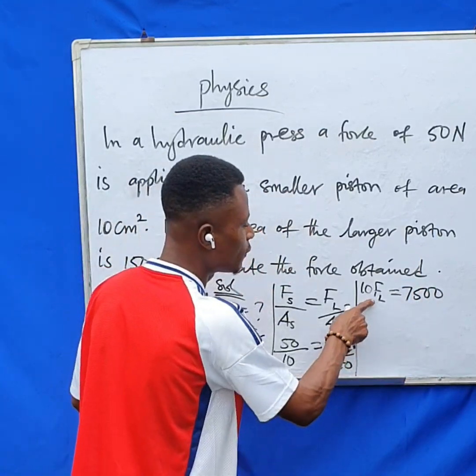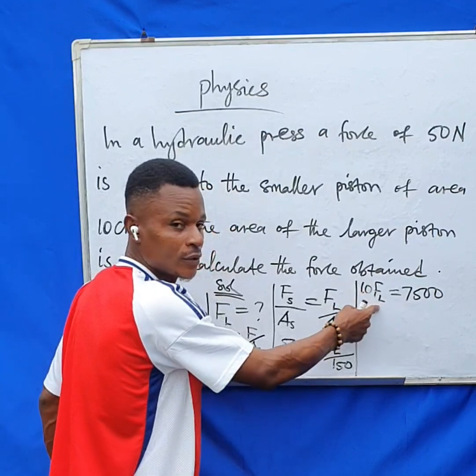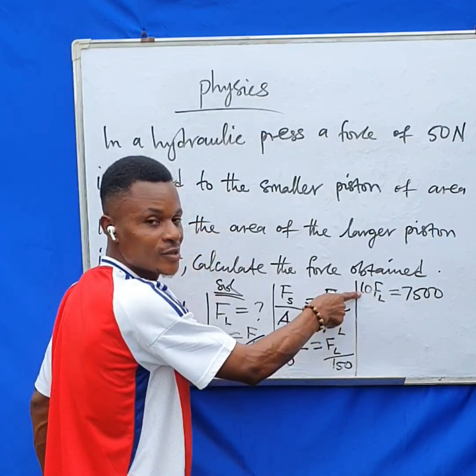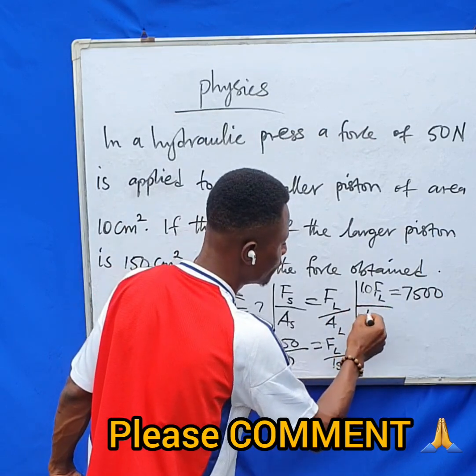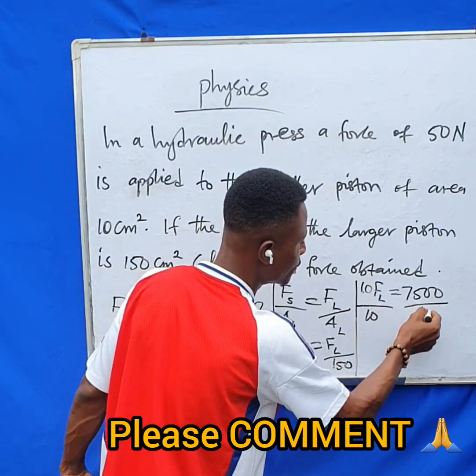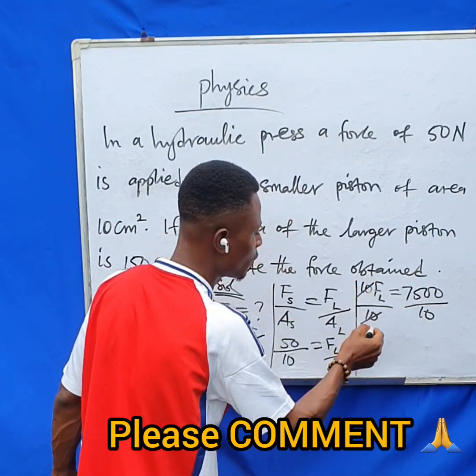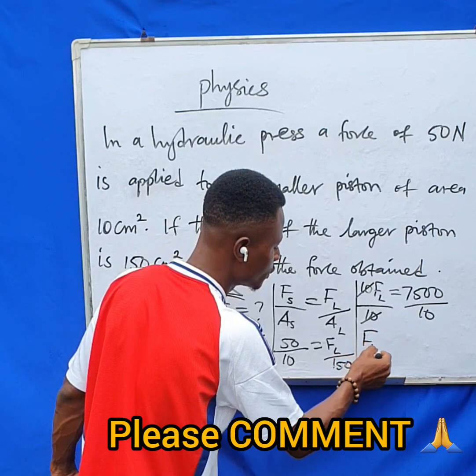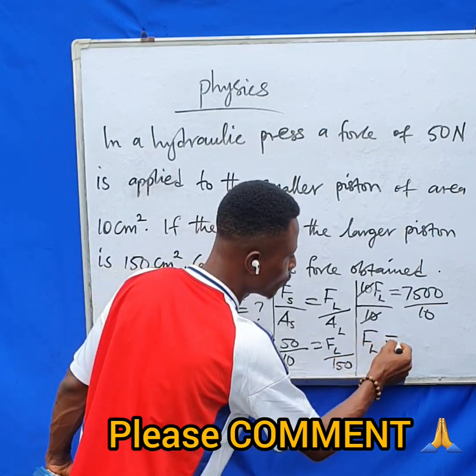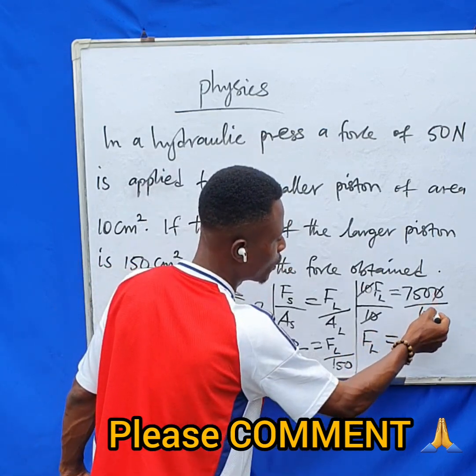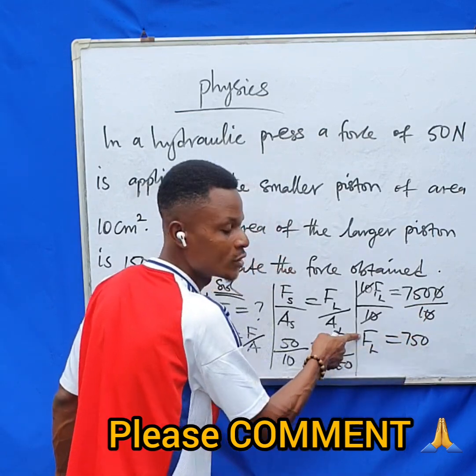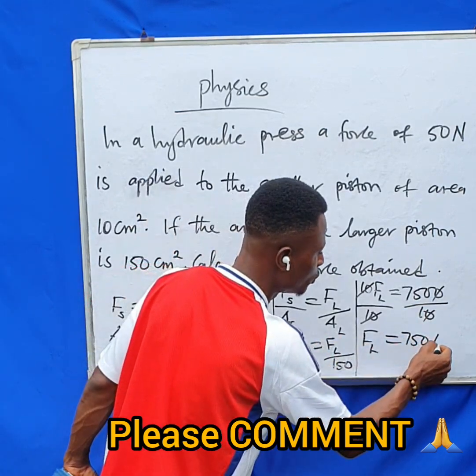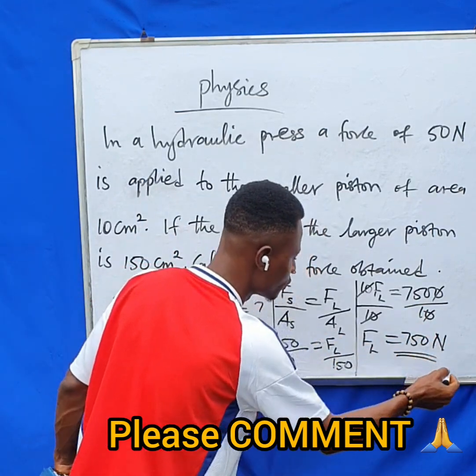Now, we are looking for Fl, not 10 Fl. So we have to divide both sides by 10 so that we can have only Fl left alone. We divide this by 10 and also divide this by 10. 10 will cancel 10 and we are left with Fl, which is the force on the larger piston, equal to, this 0 will cancel this 0 and we are left with 750. Because we are calculating for force, we have to put the unit Newton, and this is the answer to this question.